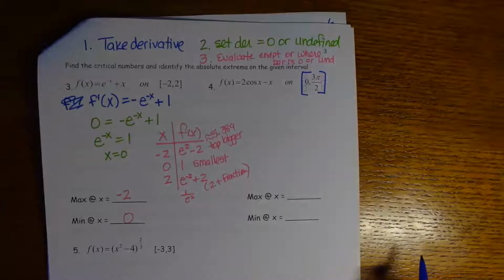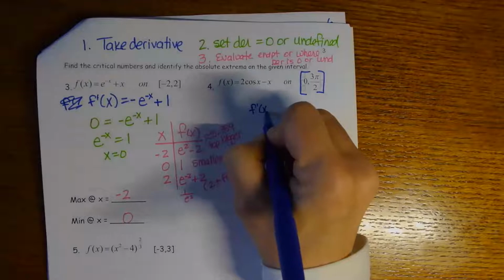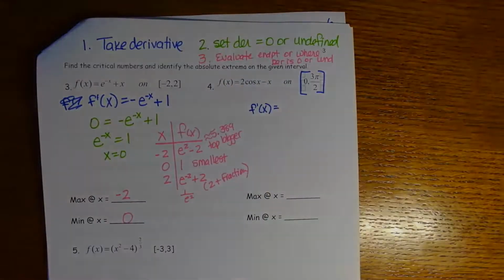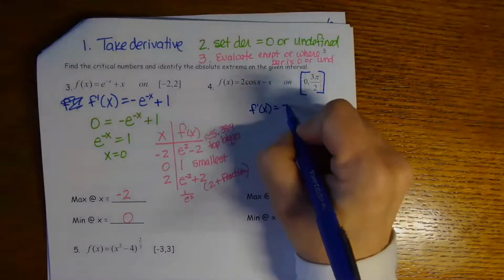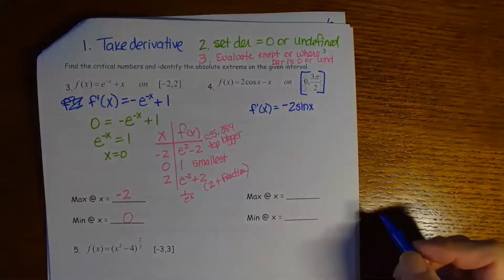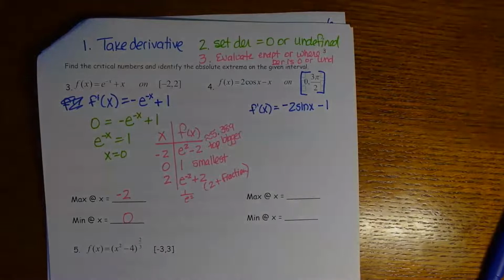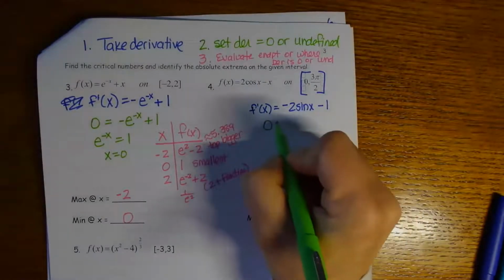Okay. What is the derivative of 2 cosine x minus x? What's the derivative of 2 cosine x? Negative 2 sine x. And what's the derivative of x? There we go. Found the derivative. Now we'll set it equal to 0.